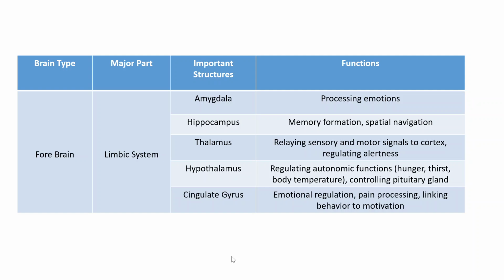Through experimentation and research, we found out that the amygdala is related to emotions. Hippocampus is related to memory. Thalamus is a relay center where both sensory and motor information goes through, and it also regulates your alertness. Hypothalamus is related to controlling automatic functions like hunger, thirst, body temperature, and it also influences the pituitary gland. And the cingulate gyrus is related to emotion or pain processing.